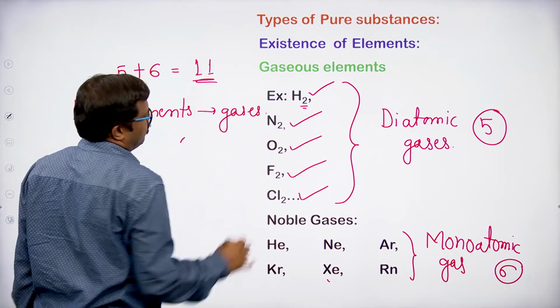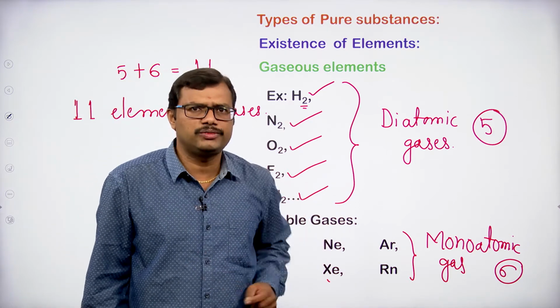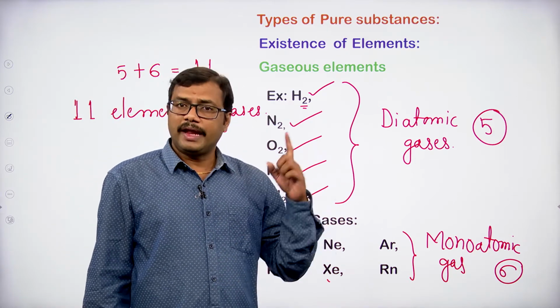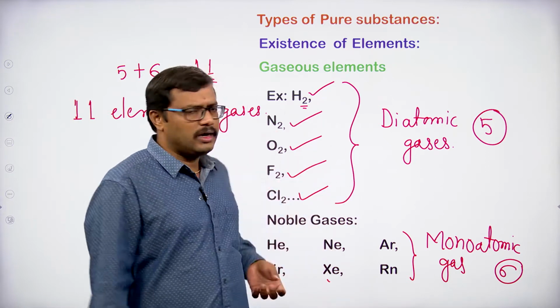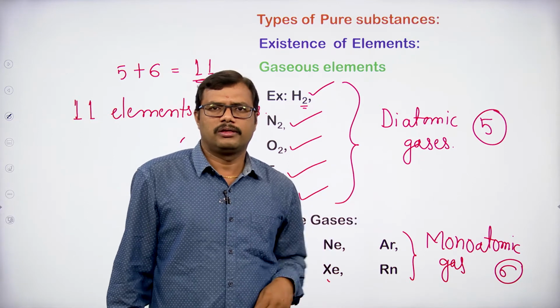How many elements in the periodic table are gases? Only 11 elements in the periodic table are gases. How many elements do we have in the periodic table? 118 elements. So, among the 118 elements, only 11 elements are gases.